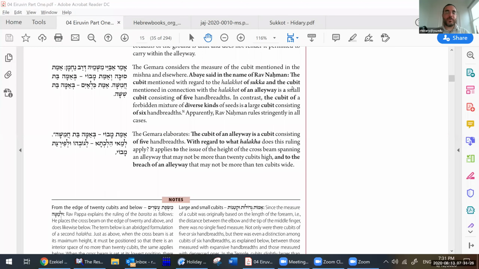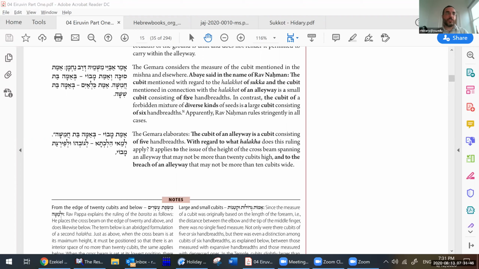All right, everybody, we are in Masechet Eruvin, Daf Dalet. We'll start in Daf Gimel on the bottom. We're discussing the size of an amma. Amma, an arm length, has two definitions, which is a little bit confusing.